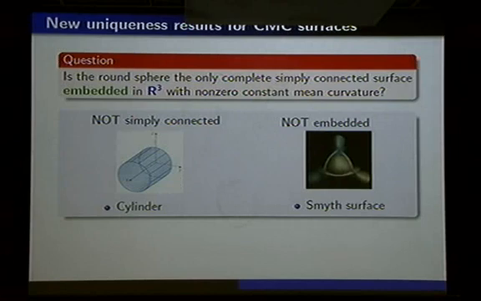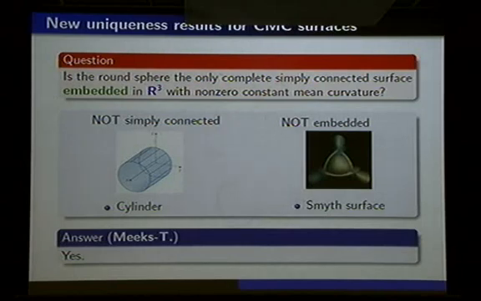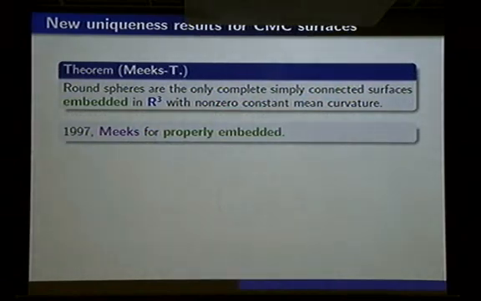Actually, he classified these constant mean curvature surfaces. Okay, and so the answer to this question is yes, and this is some of what I'm going to talk about, and this is joint work with Bill. Okay, so the theorem is the following. Round spheres are the only complete simply connected surfaces embedded in R3 with non-zero constant mean curvature.